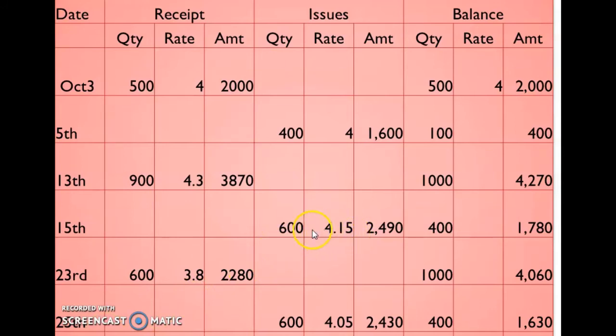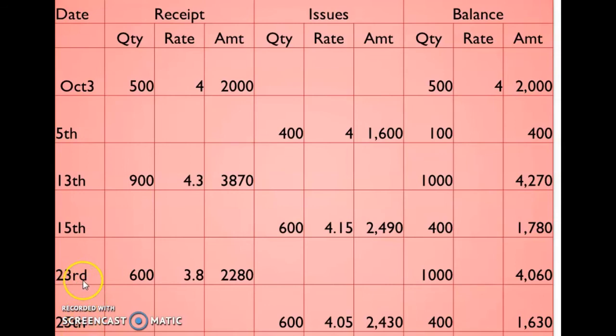As usual we multiply these 600 by 4 rupees 15 paise. We will get 2490. Now we can deduct these 600 units from the 1000 units. We get the remaining balance as 400 units, and the balance amount we have is 1780.